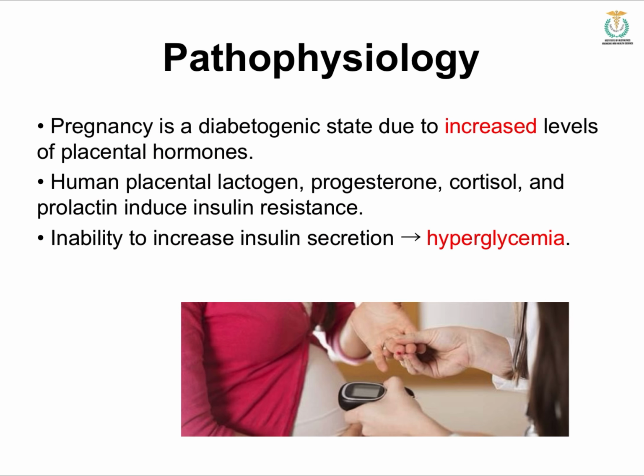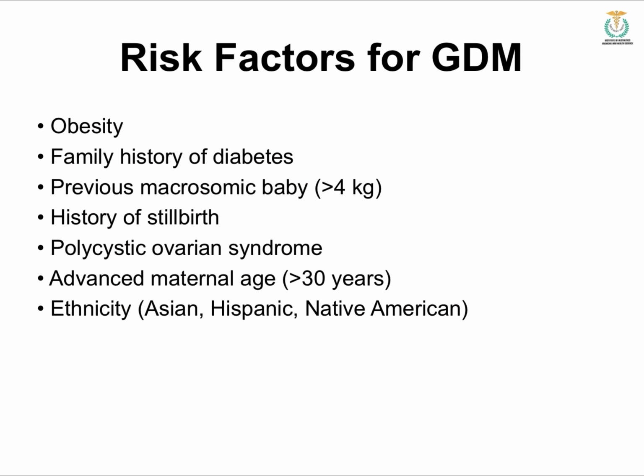Moving on to the risk factors of GDM. Now let's see who are the high risk women. Obesity comes first. More fat means more insulin resistance. Second, a family history of diabetes. Third, a previous macrosomic baby, that is if the baby's weight was more than 4 kg, or if there is a history of stillbirth, that is also a risk factor.